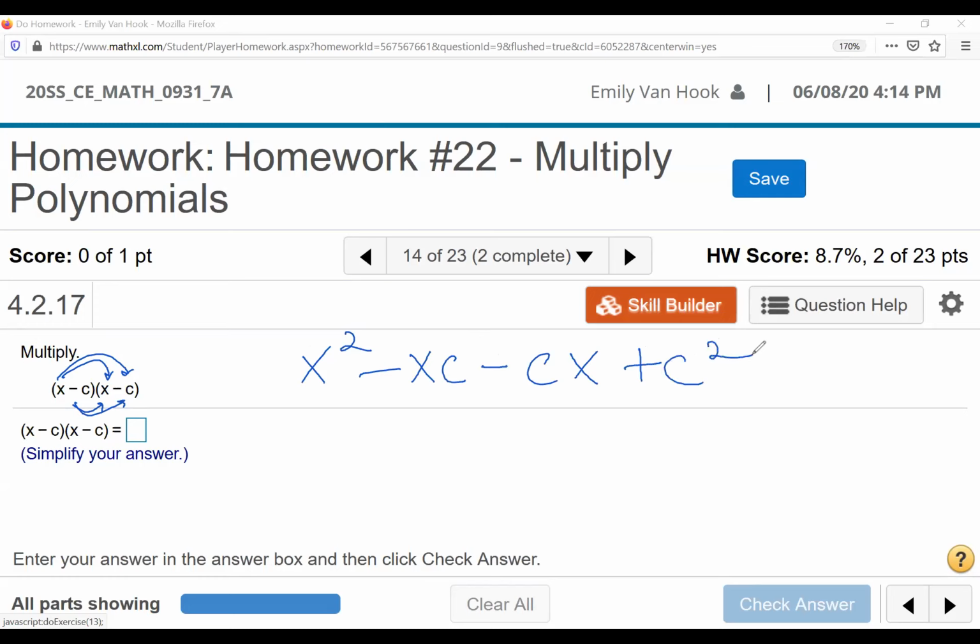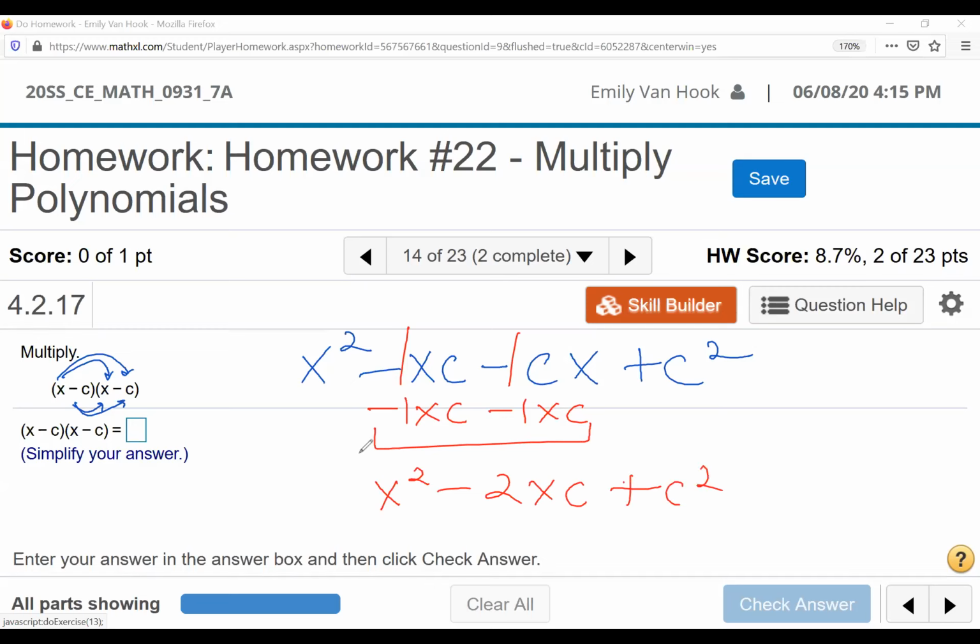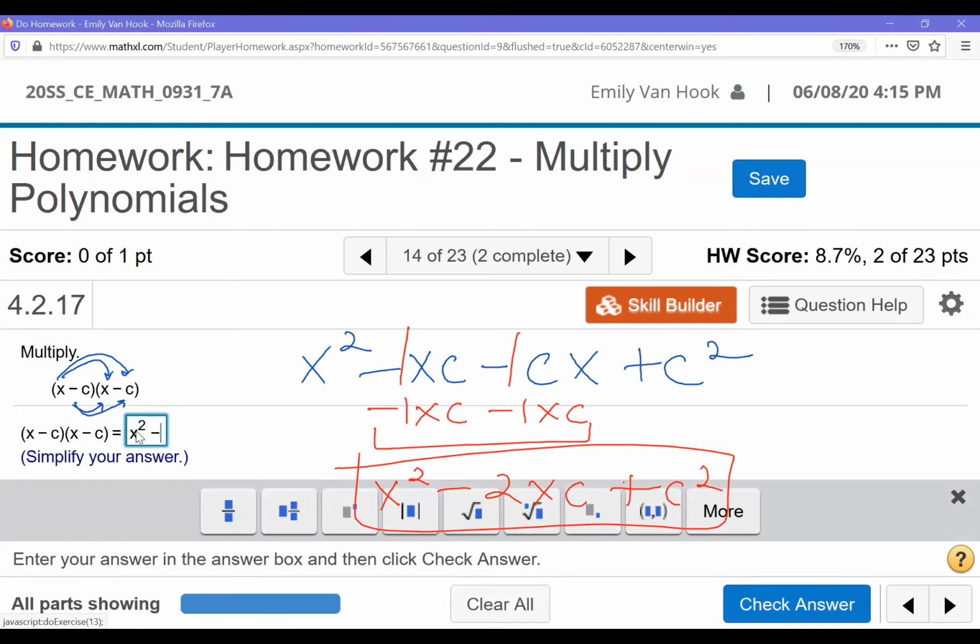Okay, so it almost feels like there's no numbers in this one. There's a 1 here and there's a 1 here. Both of these are like terms, minus 1xc. This is also minus 1xc. I can just rewrite it. It feels like they should cancel, but they do not, okay? They're both negative, so you have to combine them. It becomes minus 2xc. So my final answer is x squared minus 2xc plus c squared.